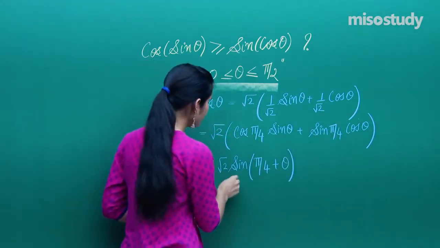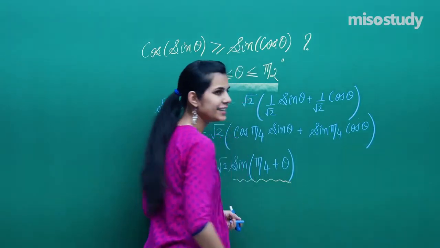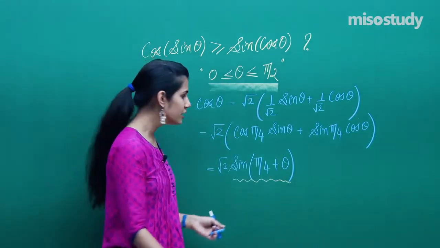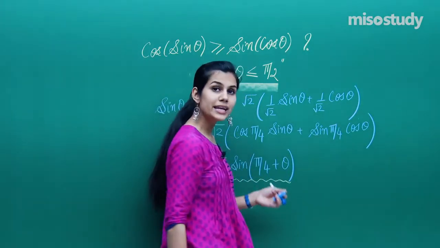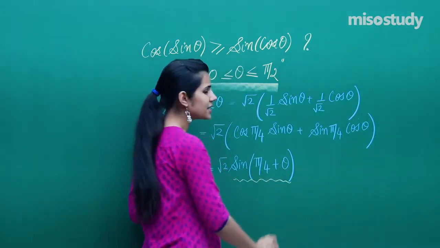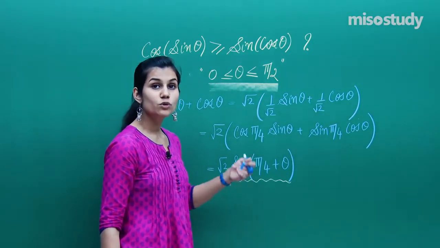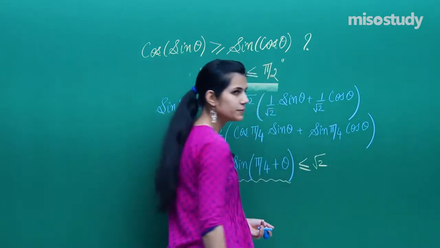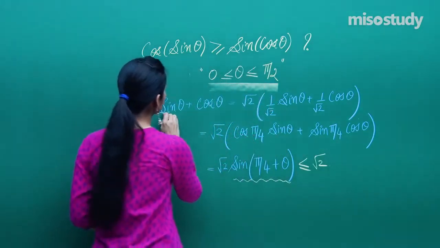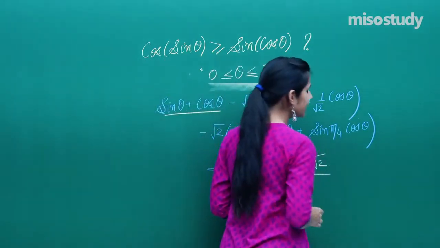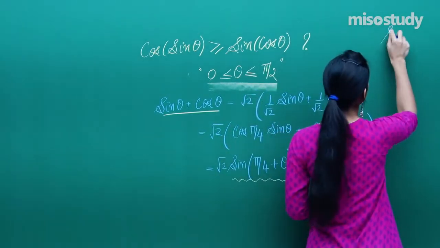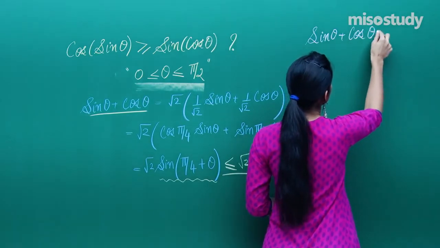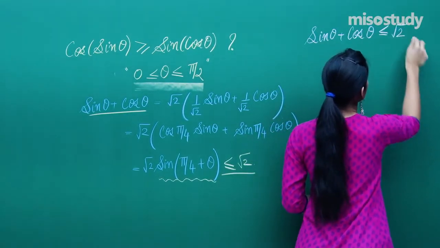Now you know sine of any angle is always less than or equal to 1, right? Sine ratio's maximum value attained can be 1. So sine of pi by 4 plus theta will be less than or equal to 1. So root 2 times sine of pi by 4 plus theta will be less than or equal to root 2 into 1, which is root 2. So what basically you have got is sine theta plus cos theta is less than or equal to root 2.